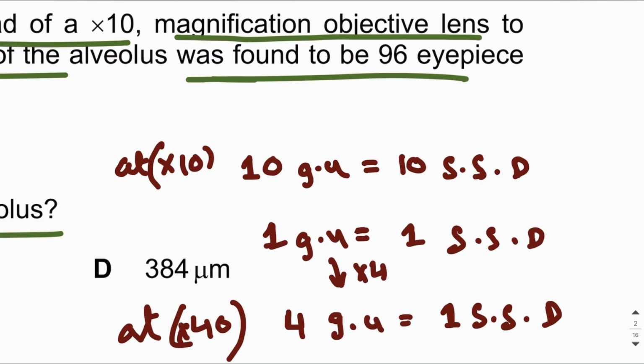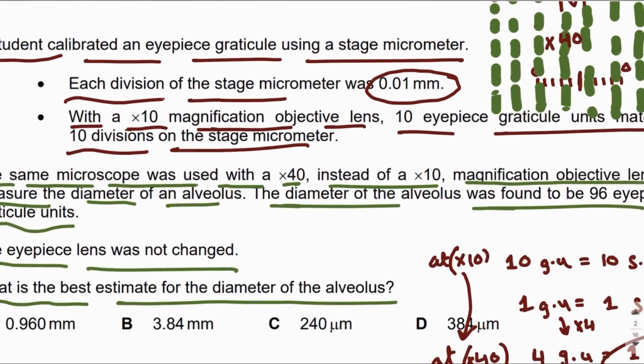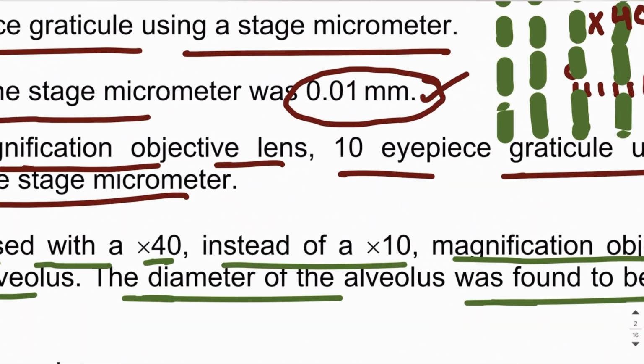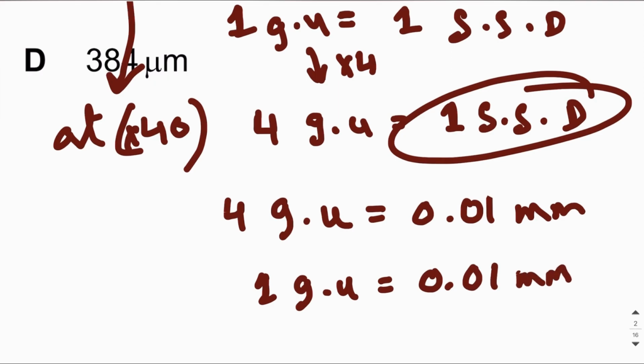And why has the stage micrometer scale or division enlarged 4 times? Because the magnification has changed from ×10 to ×40. So 4 graticule units is equal to 1 stage scale division. So we can also say that 4 graticule units is equal to 0.01 millimeter, because 1 stage scale division is equal to what? It is equal to 0.1 millimeter. This means that 1 graticule unit will be equal to 0.01 millimeter divided by 4.